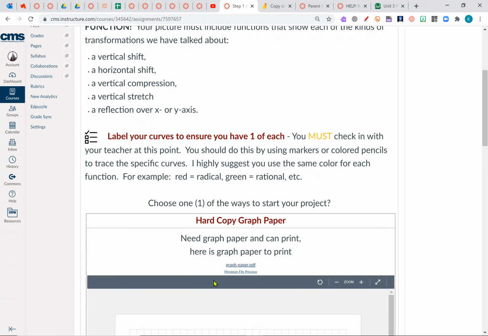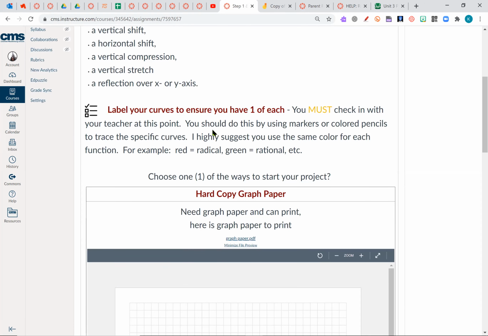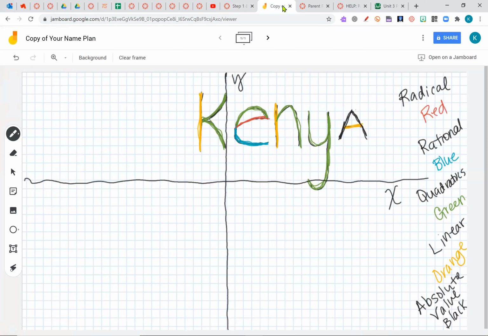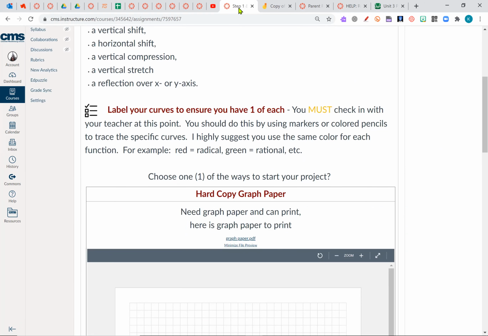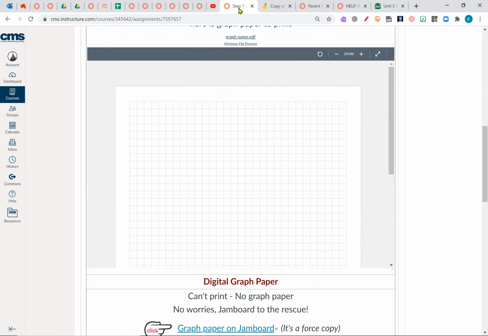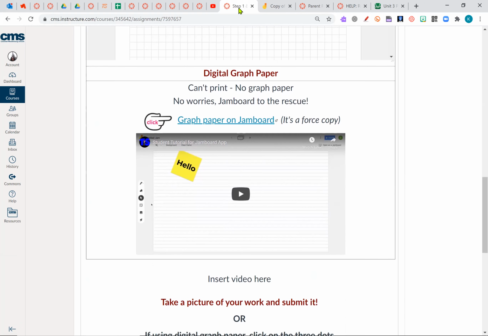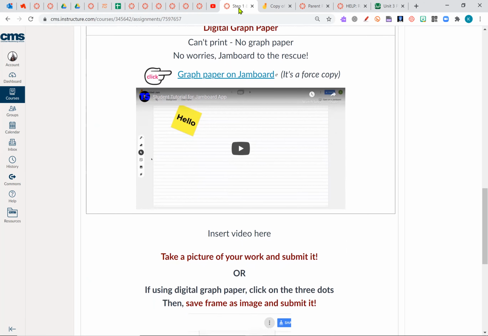Now, the labeling of your graph, the different colors. So I chose to label my radical red, my rational blue, my quadratics green, my linear orange, and the absolute value black. So we labeled our graph. Okay. And now you are ready to save your picture, take a picture of your work, and submit it.